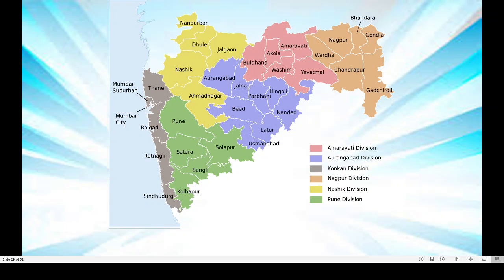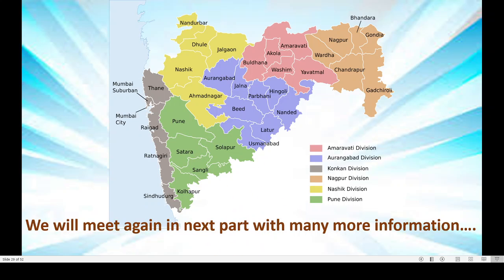Now dear children, we have studied so many things about Maharashtra, correct? Its capital city, then the physical features of Maharashtra, then the rainfall, correct? Yes. Then some more information we will go through in the next part, that is part 2 of this lesson. Till then, take care. Bye bye.